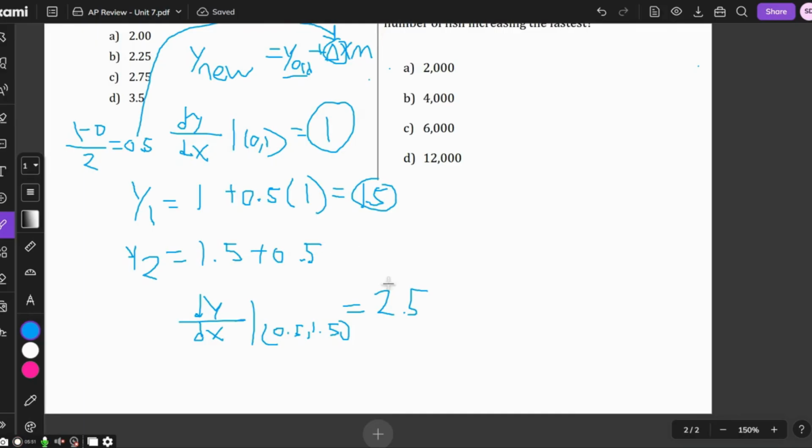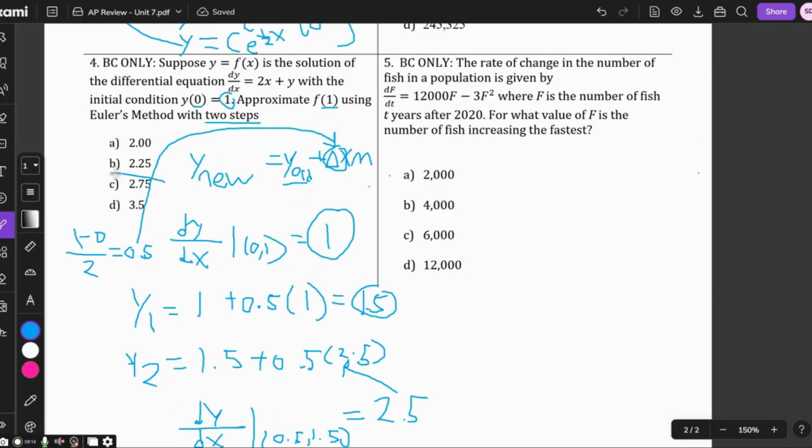So we're going to plug this in over here. So that is our slope. And if we calculate y2, which is our approximation of f of 1, it's going to be approximately 2.75. So if we look at our answer choices, that is answer choice C.